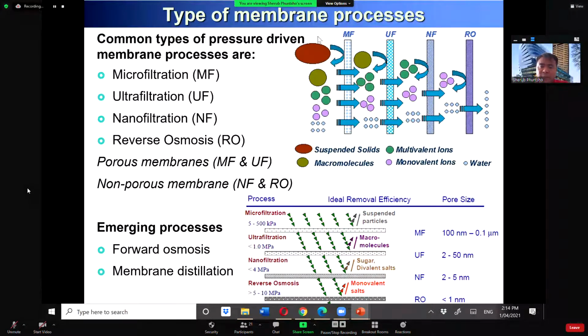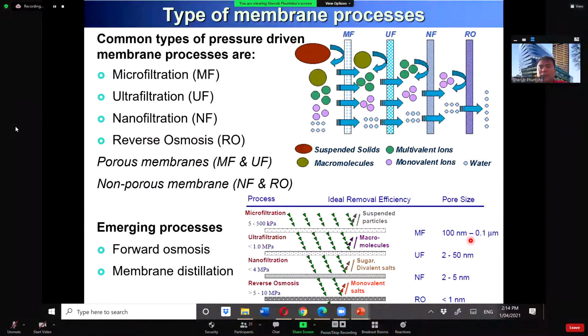So here, you can see from this diagram how depending on the size, the larger size can be removed by MF, smaller size by UF, and the further smaller size by NF, and the smallest, RO, will be used to remove. So you can have the range of sizes, the pore size of the membrane.